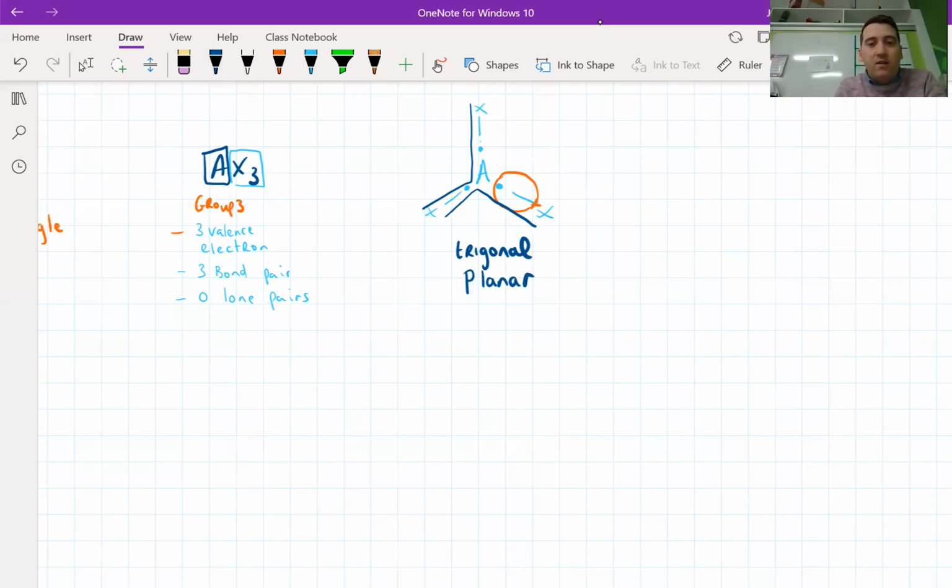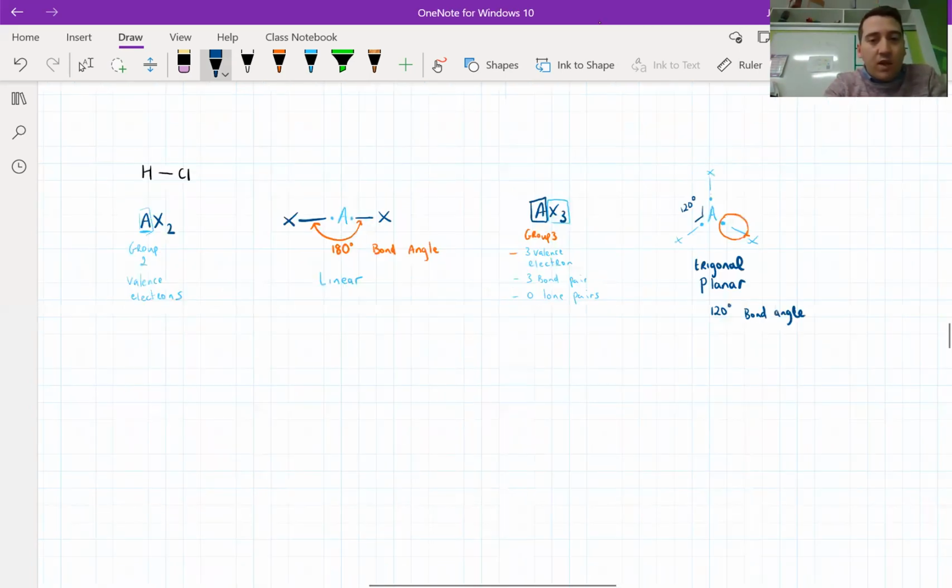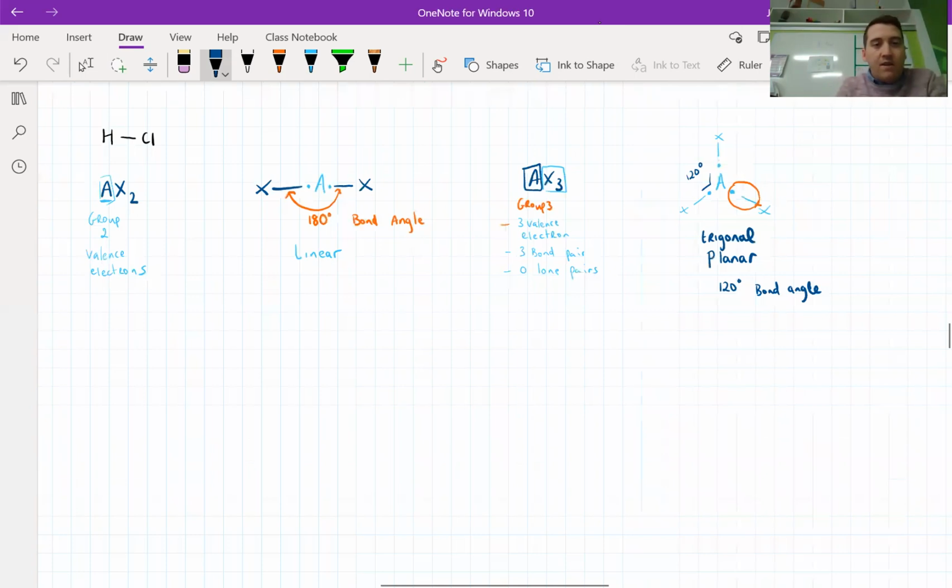Trigonal planar is the name of this shape. The bond angle, like we said, was a circle divided into 3 equal triangles. So a circle is 360 degrees, total circle. Divided into 3, the bond angle here is 120 degrees. So this is the case when we have the general formula AX3 and A is in group 3. I'm going to stop at this point and show you some examples of real molecules that have this.